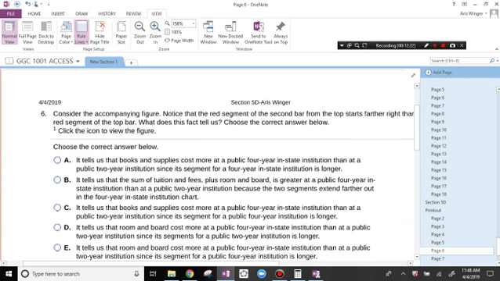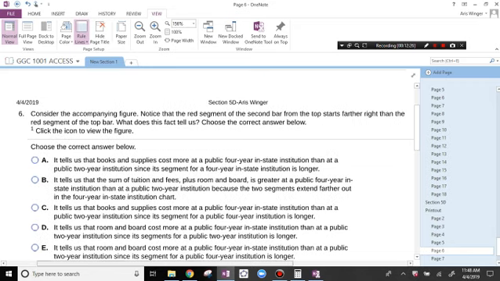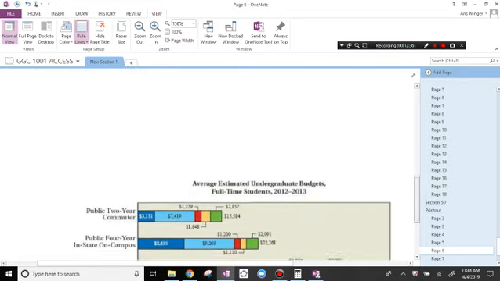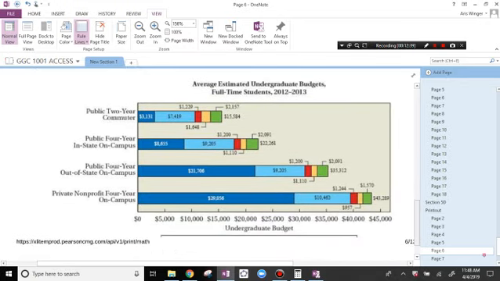Consider the accompanying figure. Notice that the red segment of the second bar from the top starts farther right than the red segment of the top bar. What does this fact tell us? Let's see, we have the figure. Okay, so what are we talking about here? The undergraduate budget and what you're spending it on, and what part of the budget gets spent on certain things.